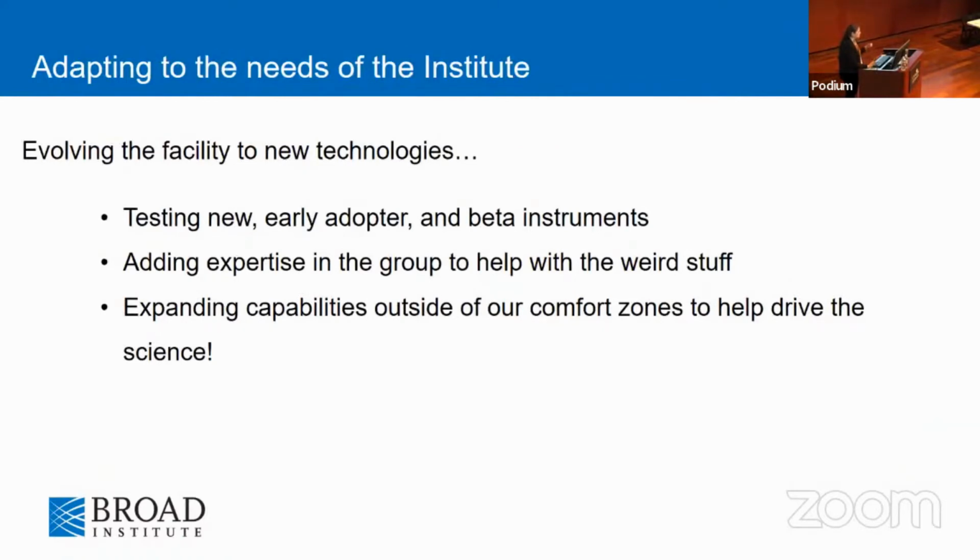And so really our mantra is adapting to the needs of the Institute. So, it's really getting outside of our comfort zones to help drive the science forward. Just because I don't know how to do it doesn't mean I shouldn't bring it into my lab and figure it out. That's kind of what we're there for. We're there to help and we're there to push science forward. So we're always testing new equipment. We're trying to sign up to be early adopters and test beta instruments. And I'm adding expertise to the group that can help with the weird stuff because I don't know how to do everything. I'm not a molecular biologist, although I'm learning about all of this stuff. So sometimes I need to add that expertise.